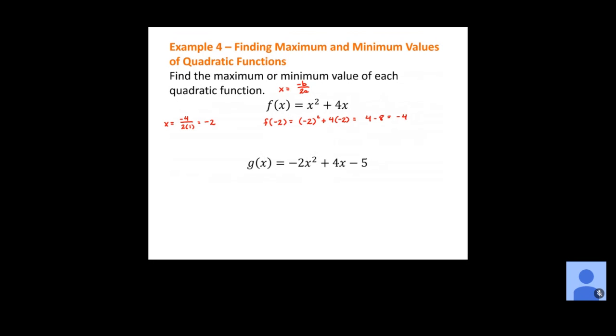Now it's just a matter of determining, do we have a min value or a max value? Okay, so in this case, our a value, remember, is an understood 1 here. That's a positive value. Therefore, this parabola is going to open upward, and we're going to have a min value. So our min value for this one is going to be -4. So again, the reason this formula is useful, it prevents us from having to go through the entire process of completing the square if all we care about is the min or max value.